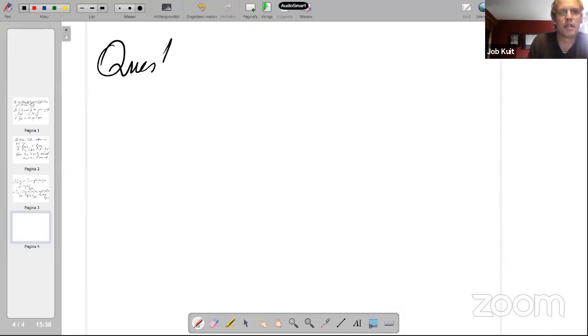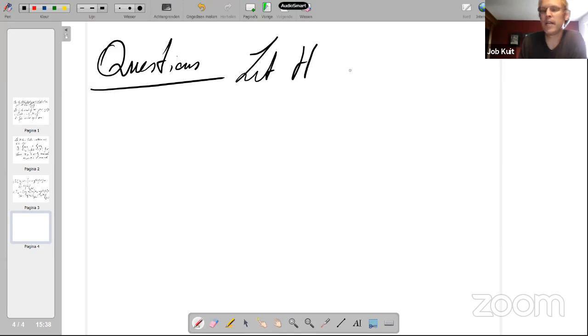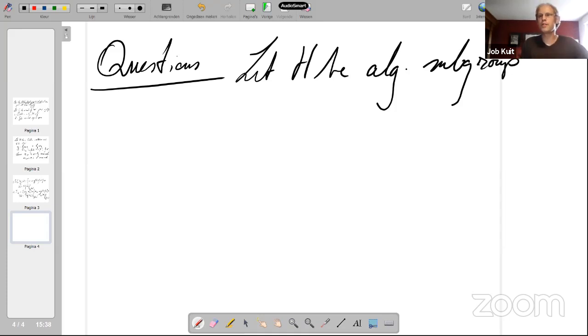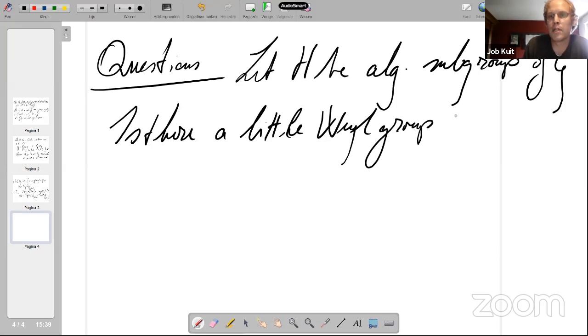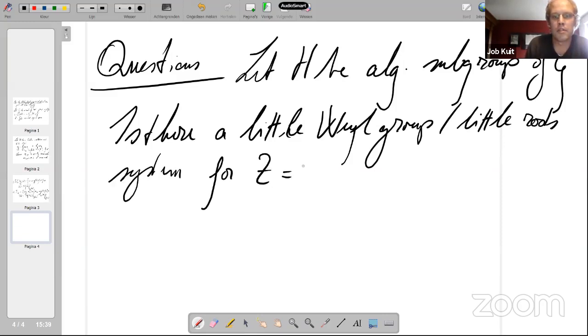Okay, so now the question is: is there a meaningful generalization to something more general? So if I have an algebraic subgroup of G, not necessarily reductive, not necessarily symmetric, just anything, and I look at the corresponding homogeneous space, then the question is: is there a meaningful little Weyl group, or a meaningful little root system, attached to this homogeneous space? And the answer is yes, there is.